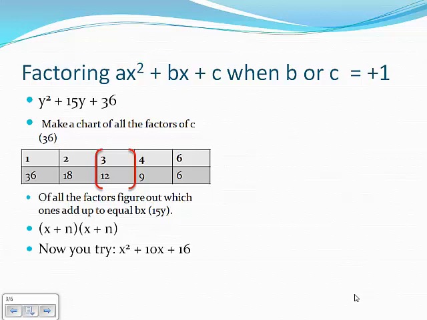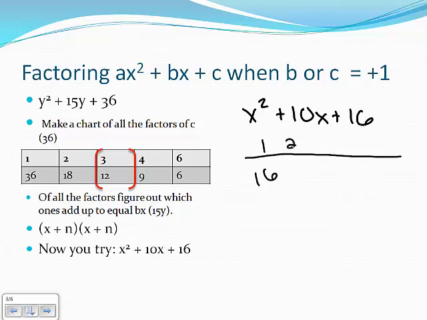And you plug them into the equation x plus a number times x plus a number, which would be (x plus 3) times (x plus 12). Another example: x squared plus 10x plus 16. Make a chart with the factors of 16, which would be 1 and 16, 2 and 8, 4 and 4. And choose the ones that when added together will give you a positive 10, which are 2 and 8. Now plug them into the equation and you get (x plus 2) times (x plus 8).